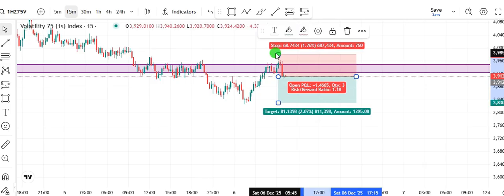But then if the market should move close to this, I'll move my stop loss from here to around break even. That means I'm not losing and I'm not gaining. Maybe if I'm gaining just a few cents or a few dollars, I just move the stop loss to a minimum of 1 to 2. That's it.